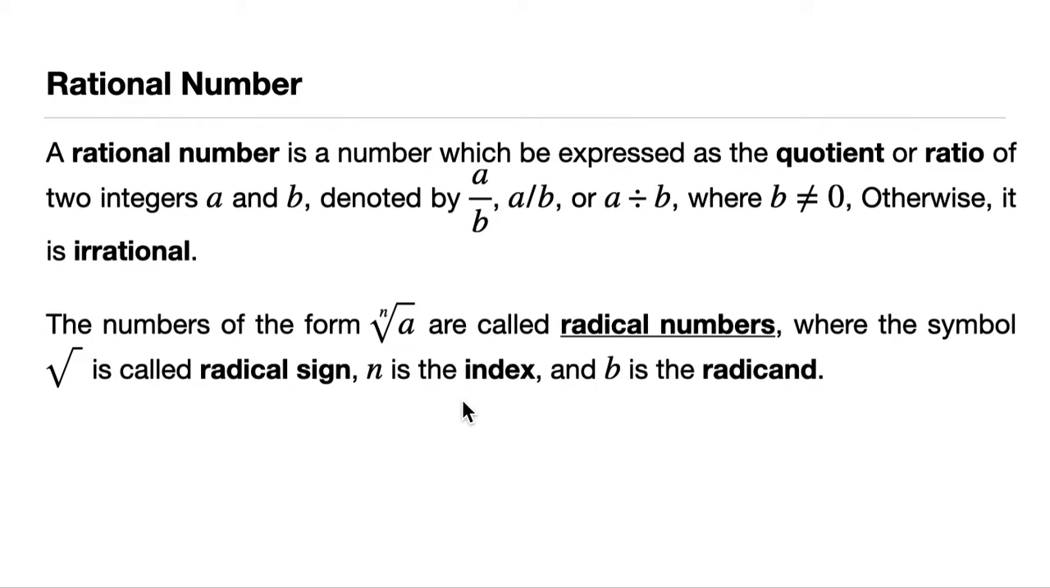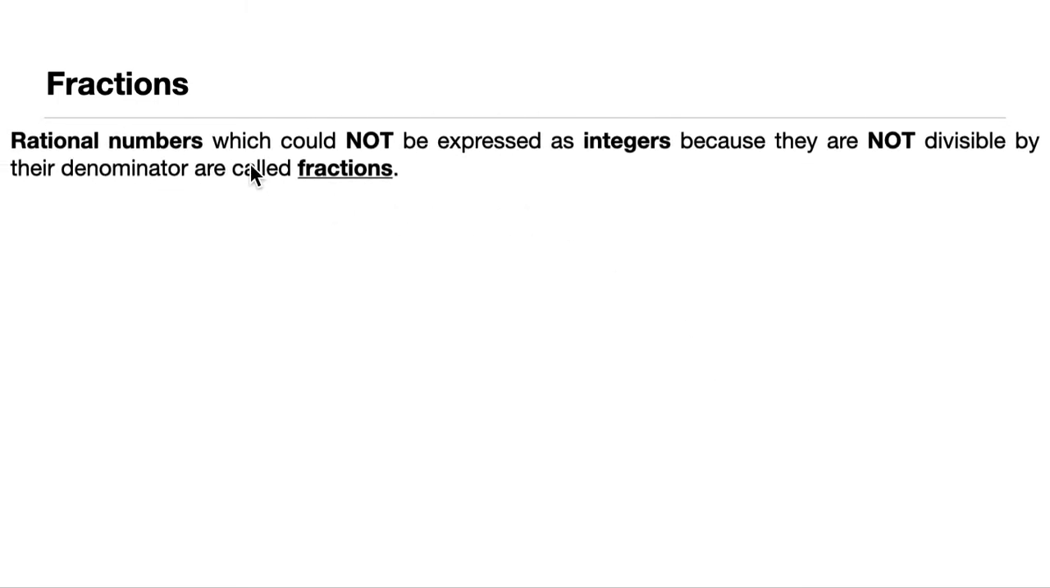Those are rational numbers, and these are irrational numbers if they have the radical sign and they cannot be simplified. For example, square root of 4 can be simplified, right? So it's not irrational. We're going to focus now on fractions in this batch of videos that we're going to learn together. So, rational numbers which could not be expressed as integers.